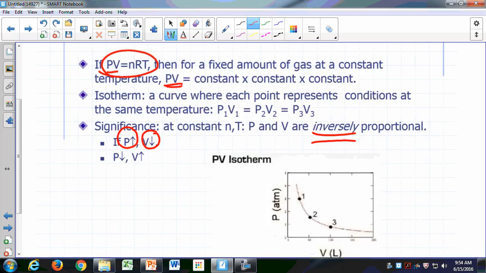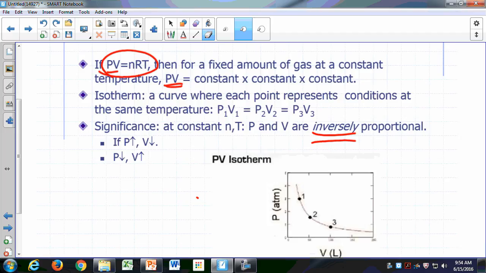Why is that? Well, if P times V is a constant, and I make my volume bigger, in order for the product to remain constant, I have to make my pressure smaller. If I double my volume, I have to divide my pressure by 2 in order for the product to remain the same. So inversely proportional simply means if one goes up, the other one goes down by the same factor. If one is doubled, the other one must be divided by 2. If one is tripled, then the other one must be divided by 3 in order for the product to remain constant.